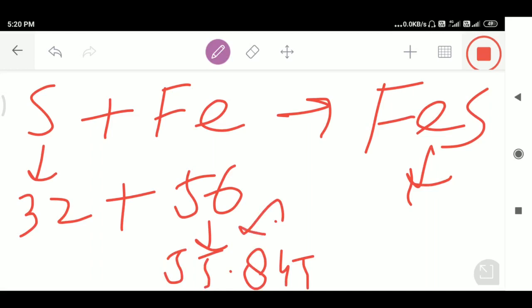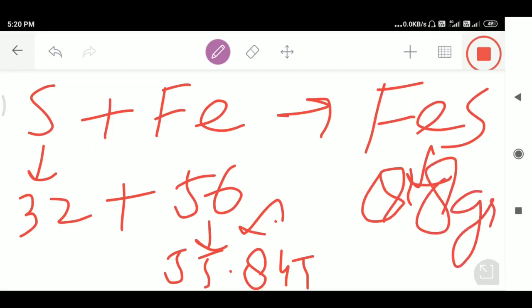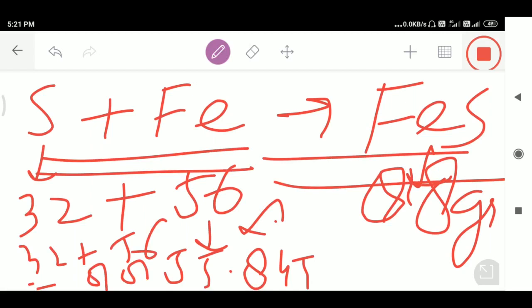Whenever there is a reaction between iron and sulfur, there is formation of iron sulfide, and it has been experimentally proved that the mass of the iron sulfide comes out to be 88 grams. 32 plus 56 is 88. So the mass of the reactants came out equal to the mass of the product. From this discussion we came to know that the mass of the reactants is equal to the mass of the products, and this law gives the relationship between them. According to this law, the mass of the reactants is always equal to the mass of the products.